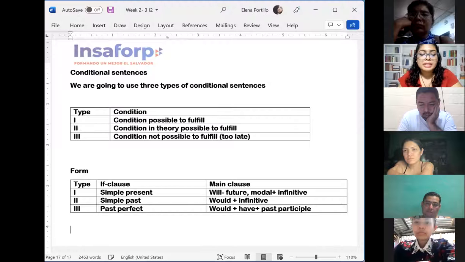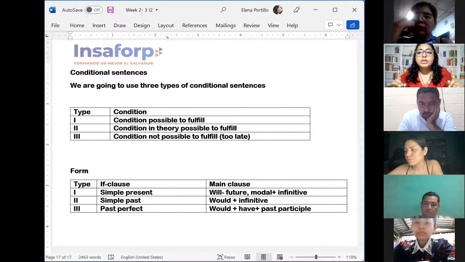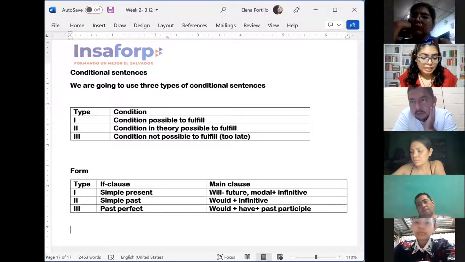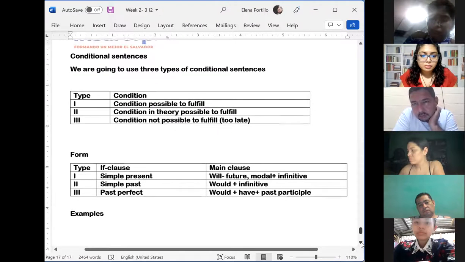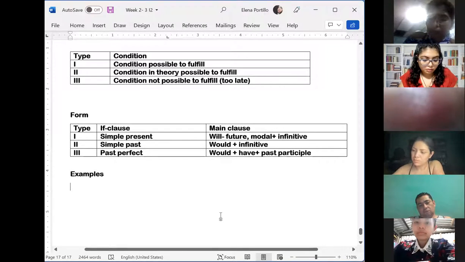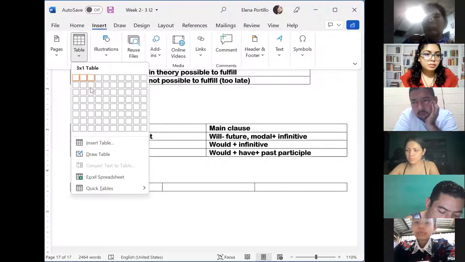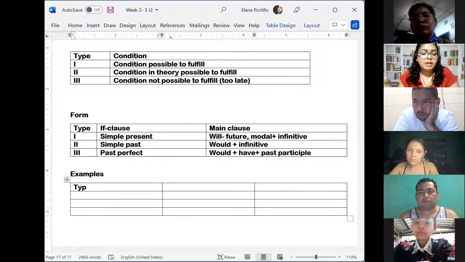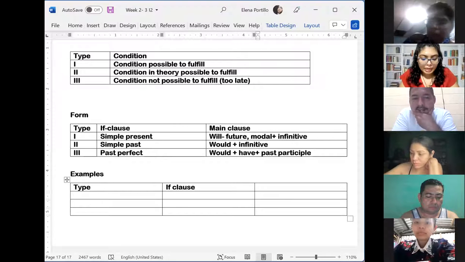Then, we are going to use some examples to make this information better to understand. We are going to use the if clause at the beginning. We are going to use these examples at the beginning of the sentence. So we have the examples. We have four spaces here. So we have here type. We are going to divide in types. If clause and main clause.